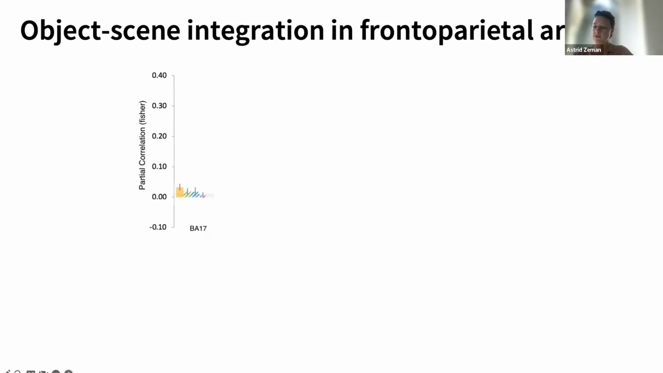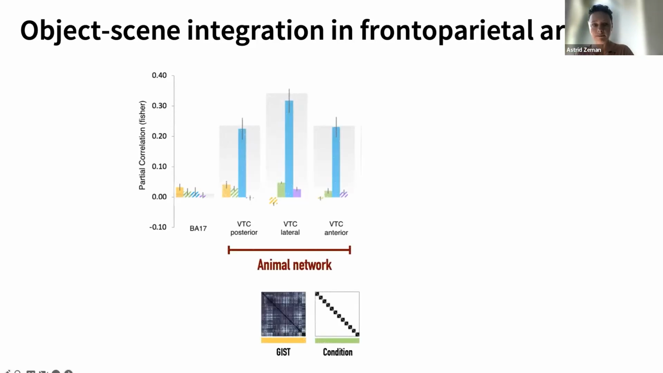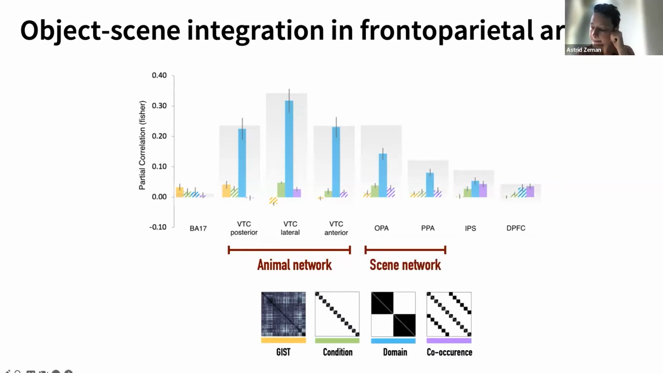So how are contextual regularities represented at the neural level? When it comes to early visual cortex, we found a small but significant effect for the GIST model. In VTC animal selective areas, we found a strong effect for the domain-specific model, which was also found in scene selective areas. So within VTC, the major dimension that seems to explain this representation is rather the separation between these two domains, which is indicated by the blue bar.